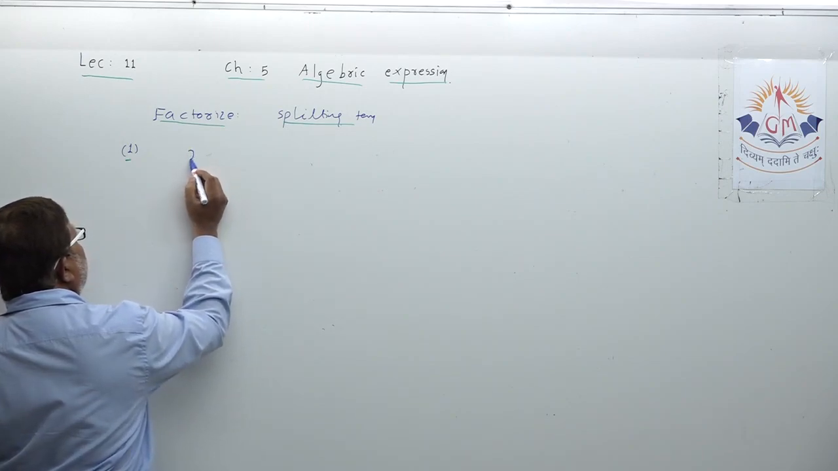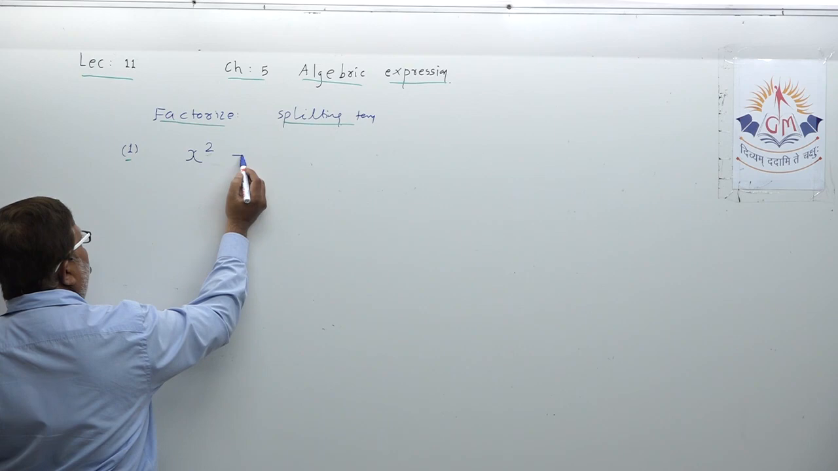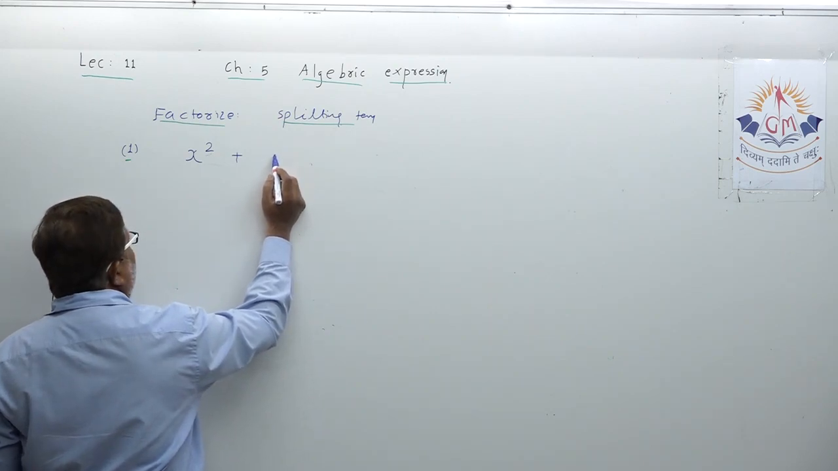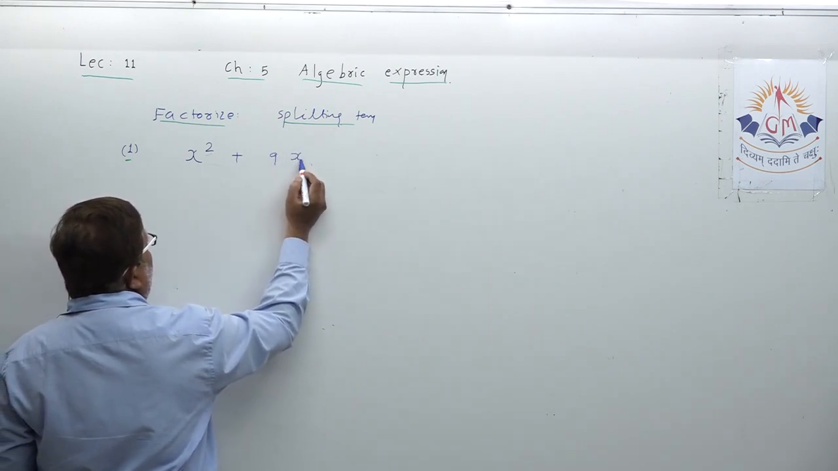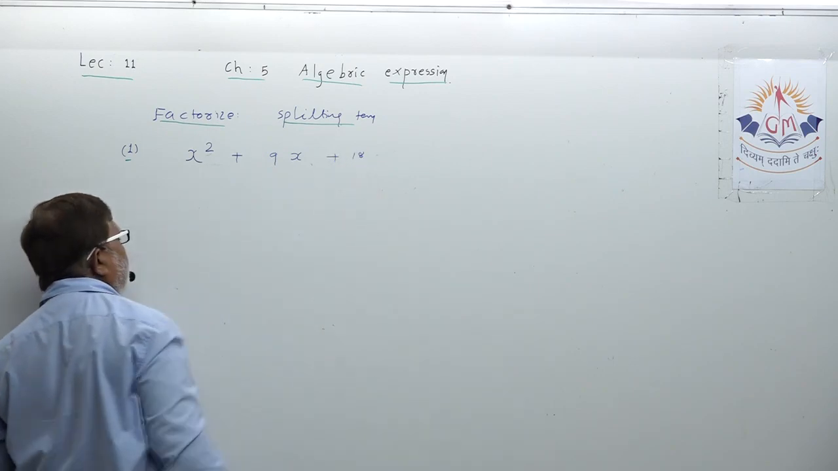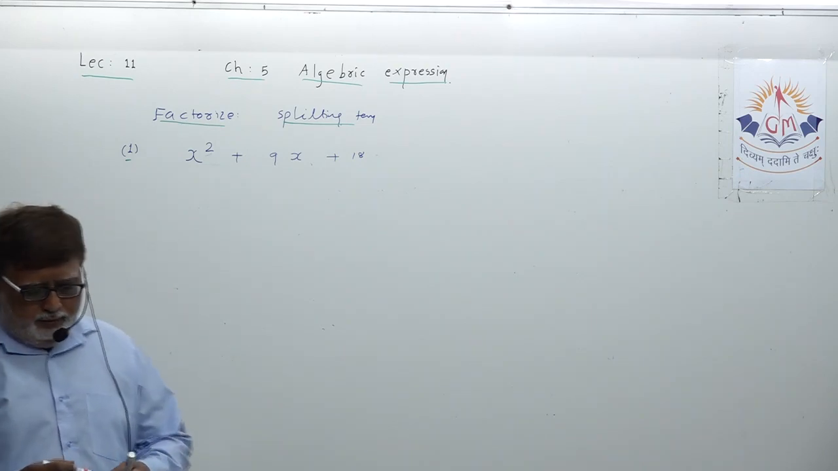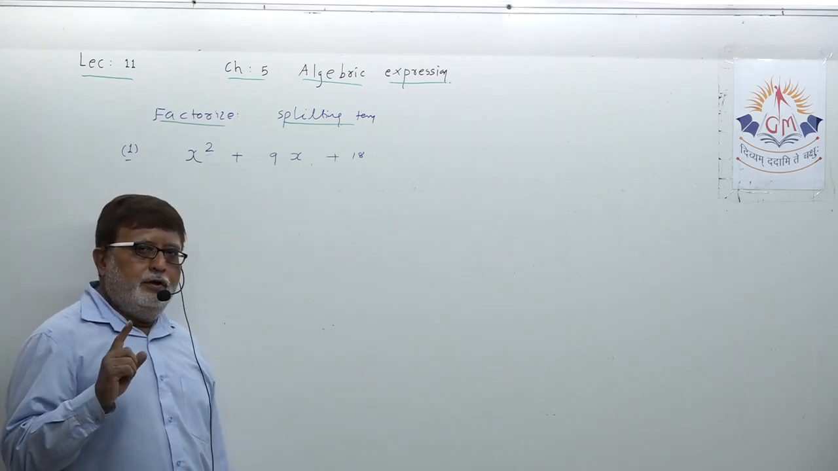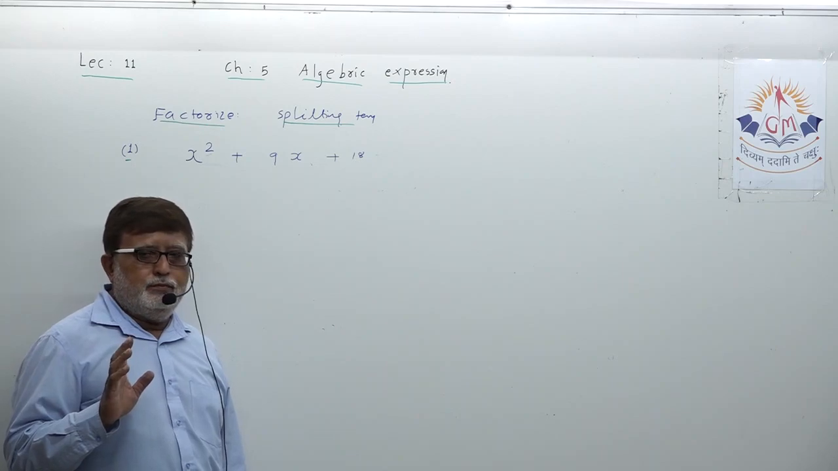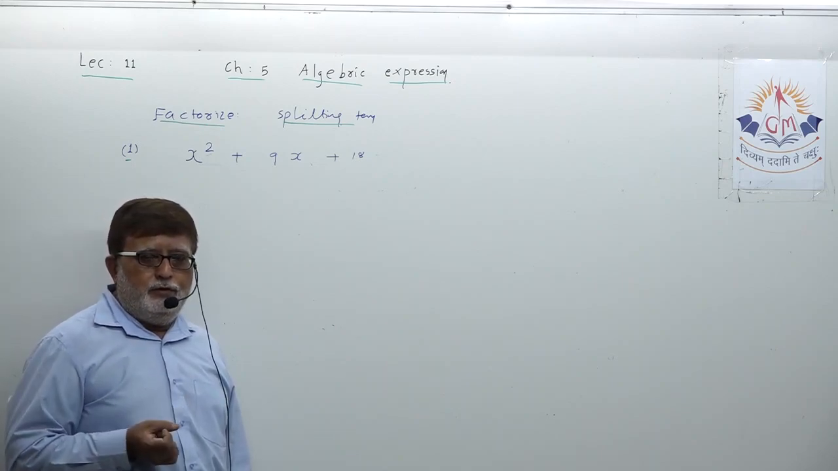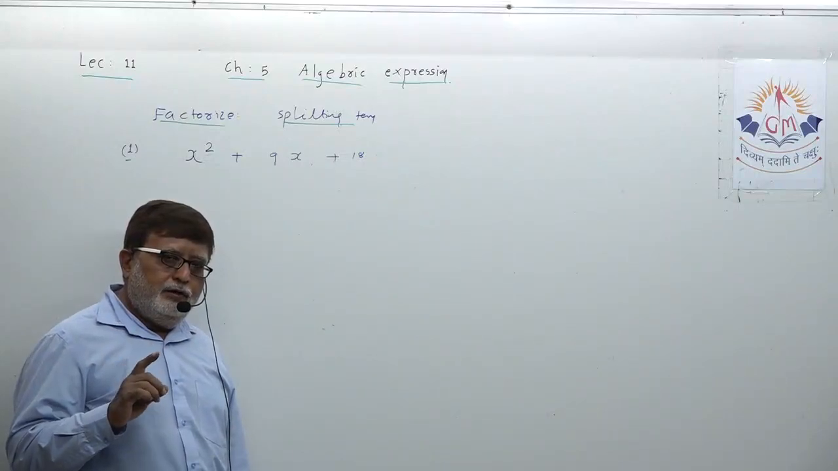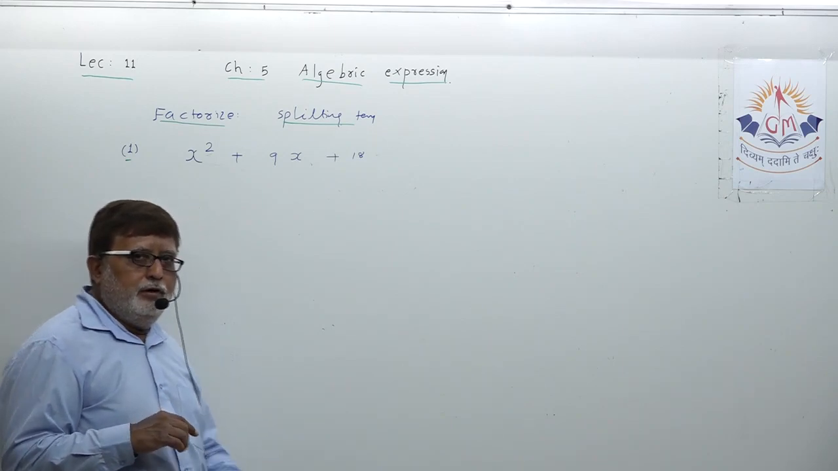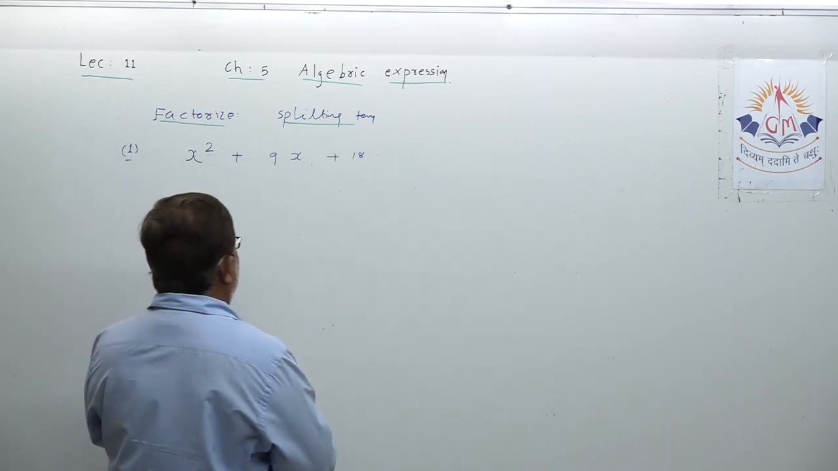x square plus 9x plus 18. Now dear student, in this particular example, try to understand basics of how to solve this polynomial, how to factorize this polynomial by application of splitting term method. What to do first?